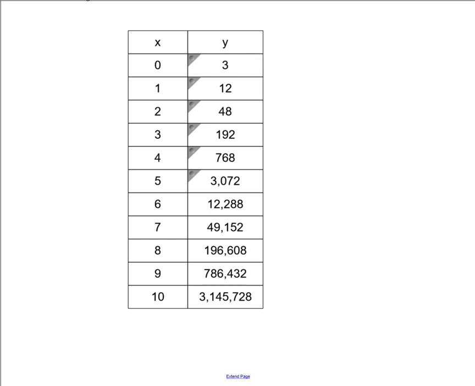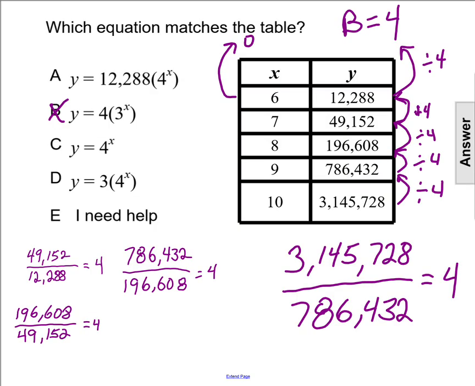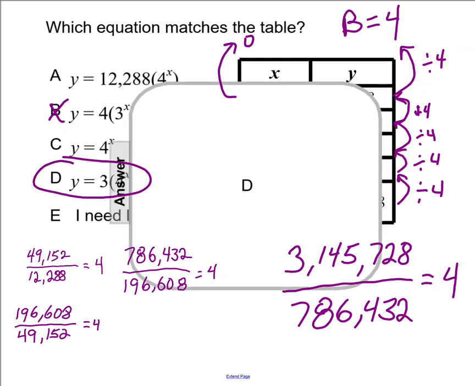So we've now determined that when x is 0, right here, a is 3. Our a value is 3. So going back to the previous slide, we see here this is the one that has the y-intercept 3, so this is the correct answer. D is the correct answer.